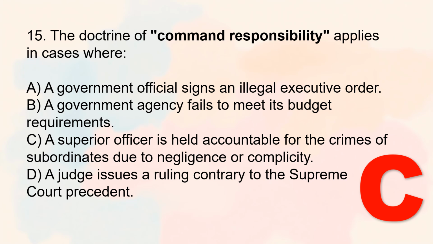Let's discuss the other choices. Letter A, a government official signs an illegal executive order, is incorrect, as this would be an act of direct responsibility, not command responsibility. Letter B, a government agency fails to meet its budget requirements, is incorrect, as this is an administrative issue rather than a legal liability under command responsibility. Letter D, a judge issues a ruling contrary to Supreme Court precedents, is incorrect, as judges have judicial independence, and this would be resolved through the appeals process. Only letter C is the best answer.